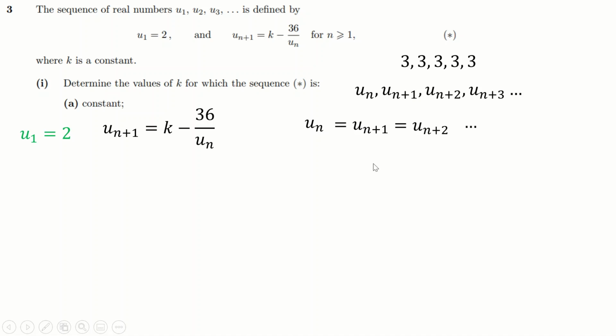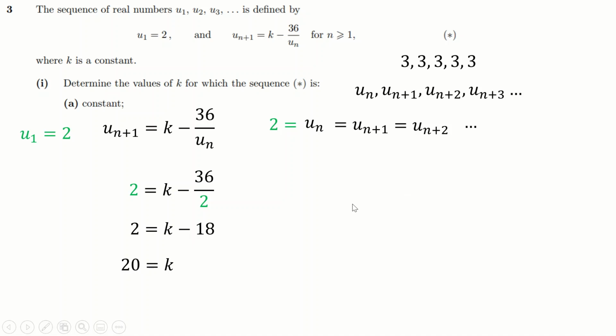But this is cool, because I know what u1 is. It's 2, which means u2 is 2, and u3 is 2, and un is 2, and so is u(n+1), and they're all 2. If I start at 2, it's a constant sequence, and they're all 2. So this term is 2, and this term is 2, and this looks like something I can do. 36 divided by 2 is 18. Add 18 to both sides, and I get k as 20.